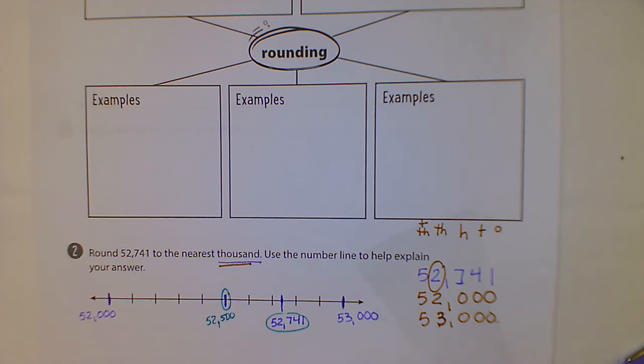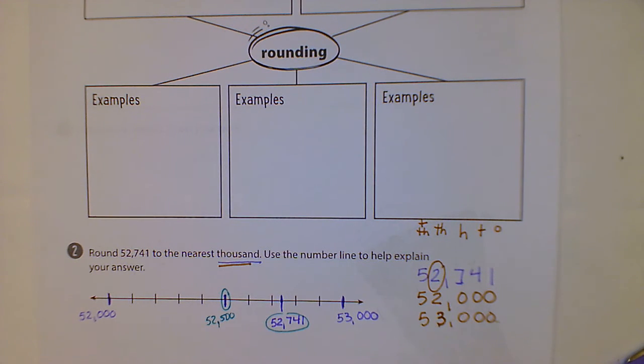Where does that one go? What is it closest to? Is it closer to 52,000 or 53,000? And from here you can see it's past that halfway mark. It's much closer to 53,000. So if I wanted to say what I was rounding to, I would say that 52,741 is closer to 53,000. And that would be a great explanation.